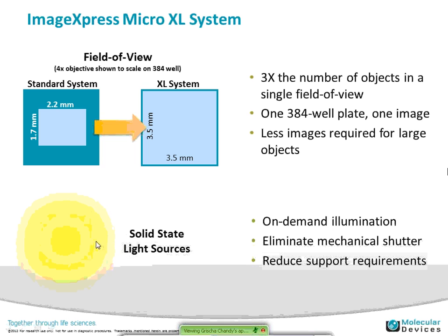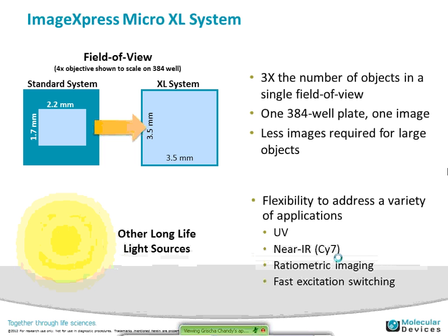The ImageXpress Micro XL was originally launched with a solid-state light source for on-demand illumination, eliminating mechanical shutter failures and reducing the support requirements. Recently, we've added to the portfolio with other long-life light sources that give some flexibility to address a variety of other applications, including UV, near-IR, ratiometric imaging, and fast excitation switching. So there's a whole portfolio of light sources that help the ImageXpress Micro XL system be flexible.